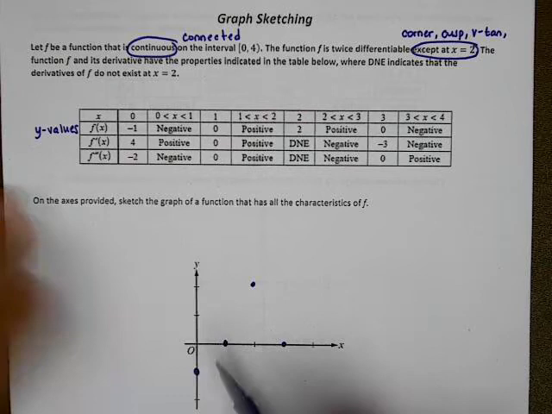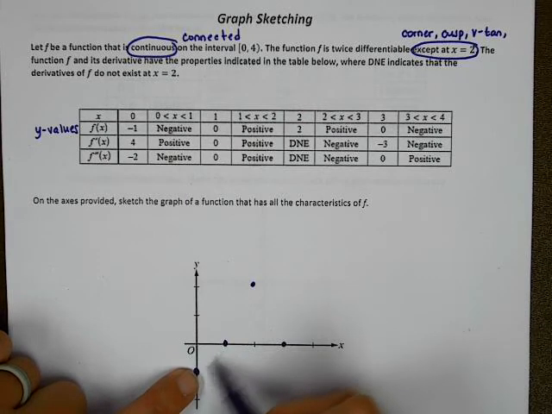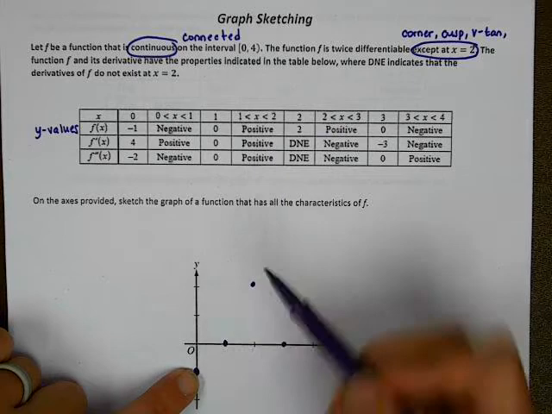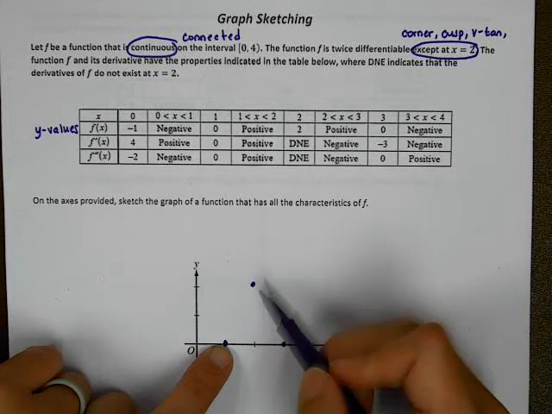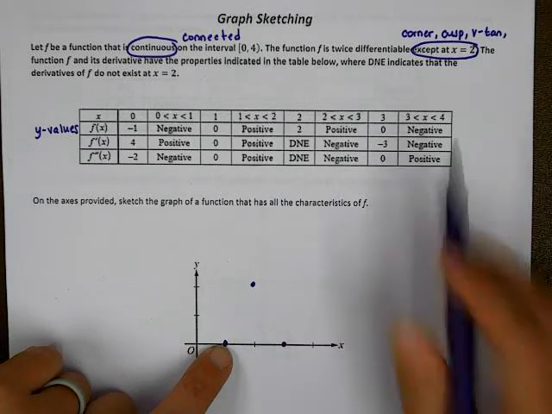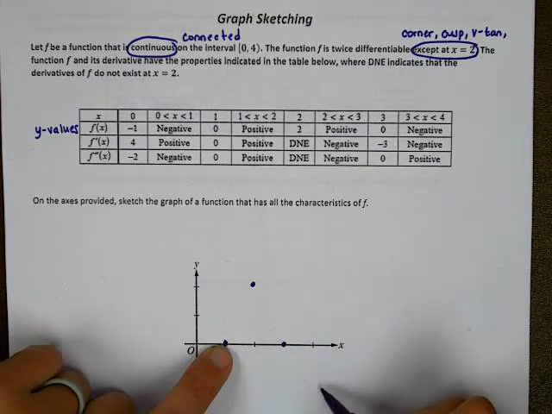Negative means that between here and here, all of my y values should be negative. They should all be below. Positive means that between here and here, all of these y values should be above. And negative means after this, all the y values up until 4 should be below.